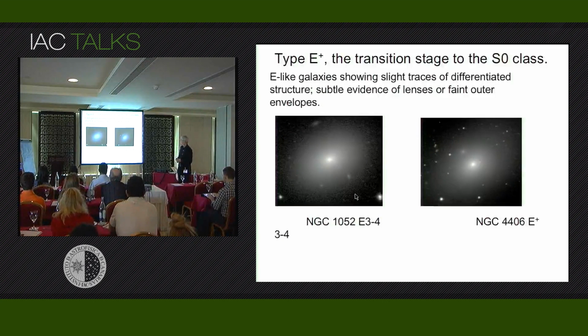Now, what about this category? This is a stage called E+, which nobody ever uses. But E+ is meant to be a late elliptical in this system, something that sort of looks like it has S0 characteristics. And in the pictures, it doesn't really show it, but there's some subtleties in this galaxy that suggest it has a subtle envelope and a trace of a lens, which doesn't project very well, whereas that one's a genuine E3 galaxy. This is an E+ 3 to 4 over there.